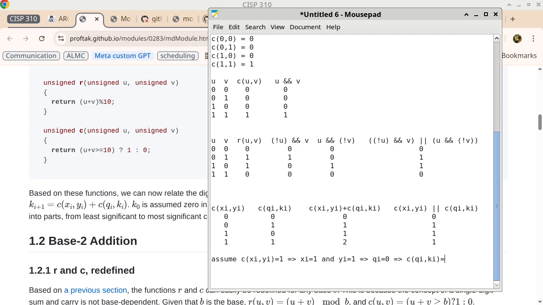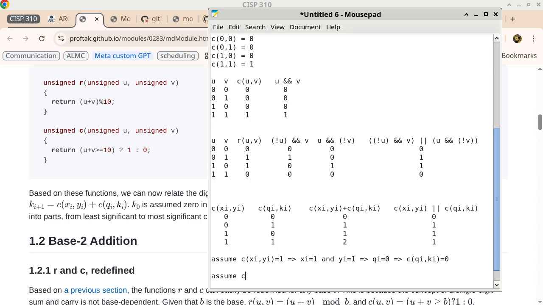So now we say, oh, okay, this is great. That means if C of Xi Yi is a 1, it is guaranteed as a result that C of Qi Ki is a 0. But does it work the other way around? If I assume that C of Qi Ki is a 1, does that also imply C of Xi Yi is a 1? We have to work that out. Just because the arrow works in one direction does not mean it goes in the opposite direction.